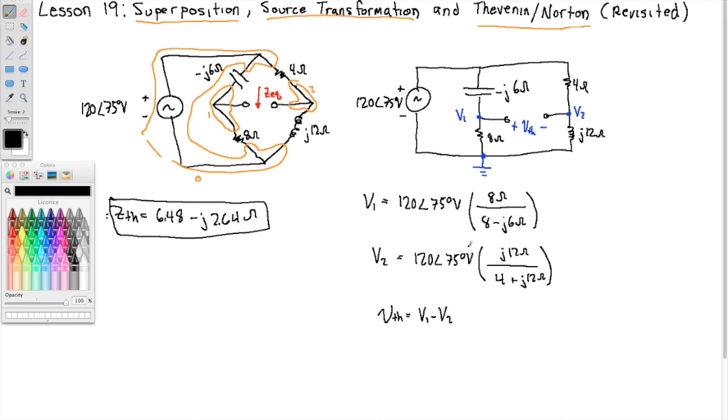After you do your complex algebra and you get V1, V2, and you do the subtraction, you find that you have 37.95 angle 230°, or excuse me, 220.31° volts. So this is the Thevenin voltage.